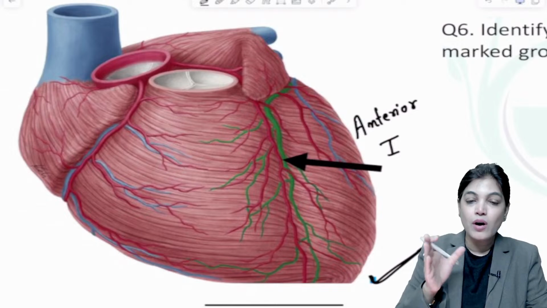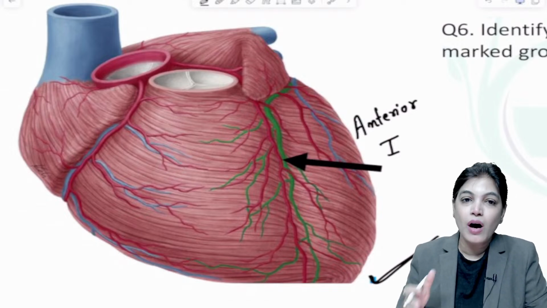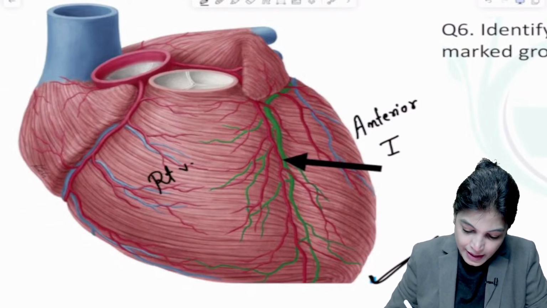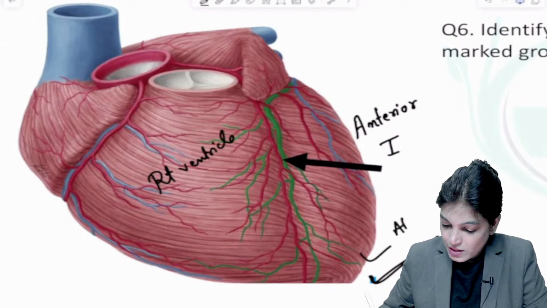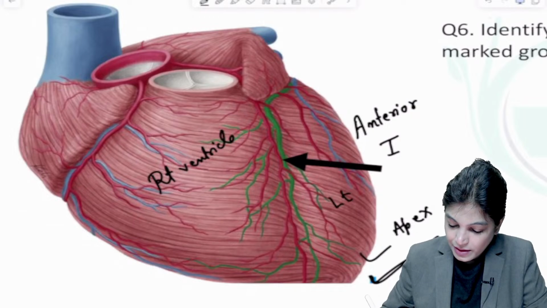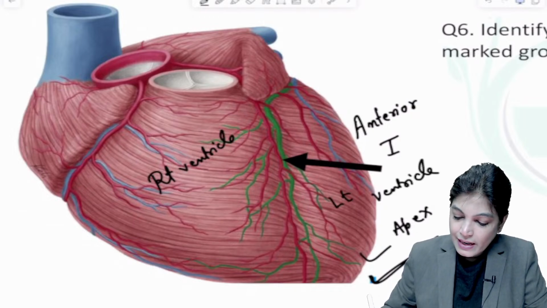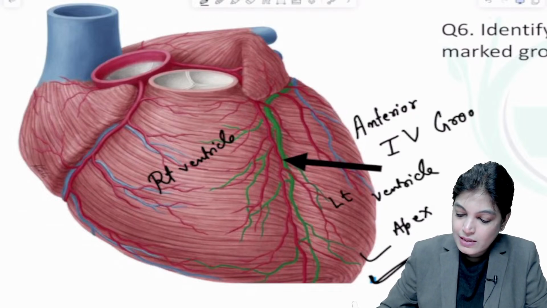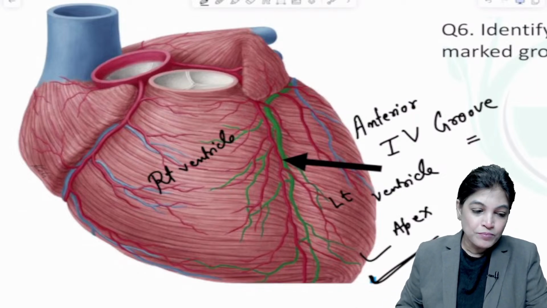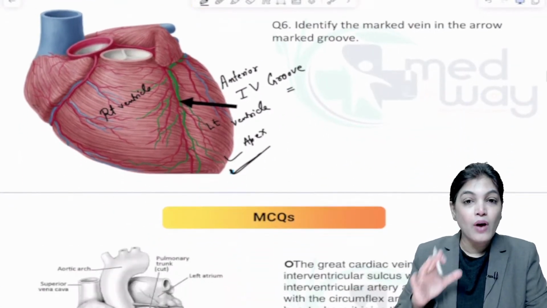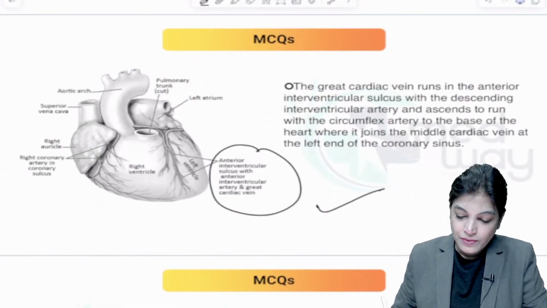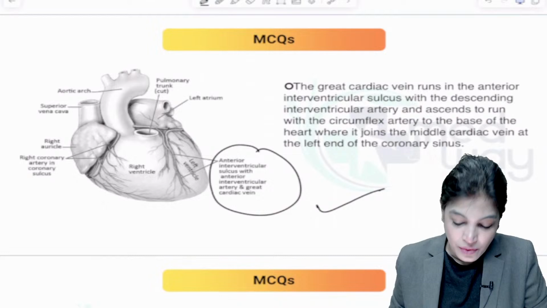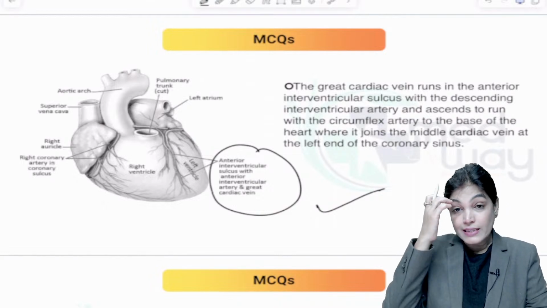Okay, now when we talk about the arrow, if this is the right ventricle, see here, this is the right ventricle and this is the apex of the heart which is seen. So definitely this is the left ventricle. So that means this is the anterior interventricular groove. If the arrow was marked in the anterior interventricular groove, then the artery and the vein which are lying here are the great cardiac vein and the anterior interventricular artery.